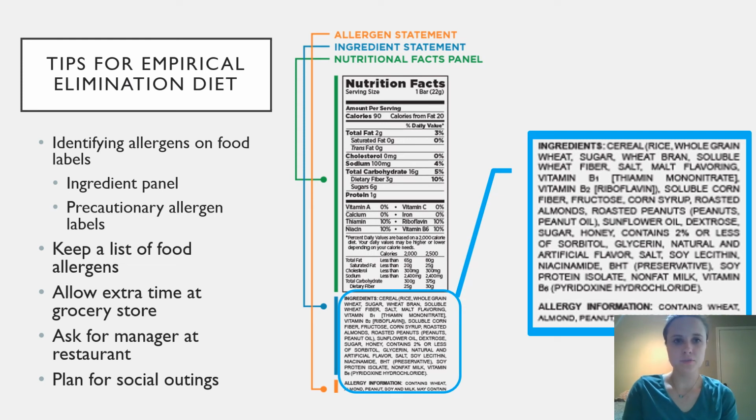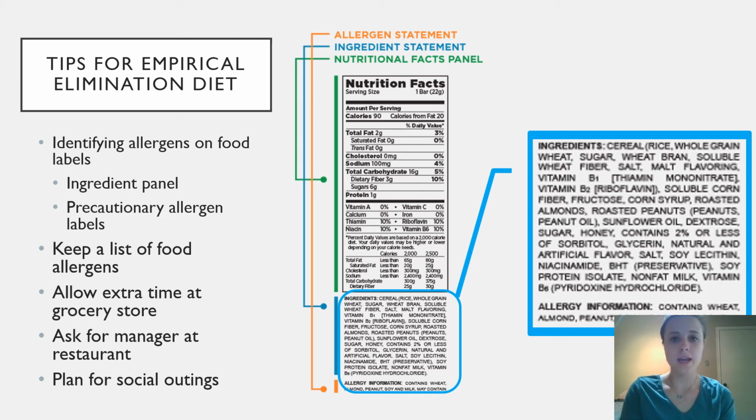And we also have some tips for the empirical elimination diet. So it's going to be imperative and really important that you know how to read a nutrition label. And this is because you need to be able to identify those 6 allergens within food. And so if you are identifying allergens on the food label, there are 2 ways that we can do this. We can look at the ingredient panel, which to the right you can see, we see wheat, peanuts, soy, or you can look at the precautionary allergen label at the bottom, which says contains wheat, almond, peanuts.